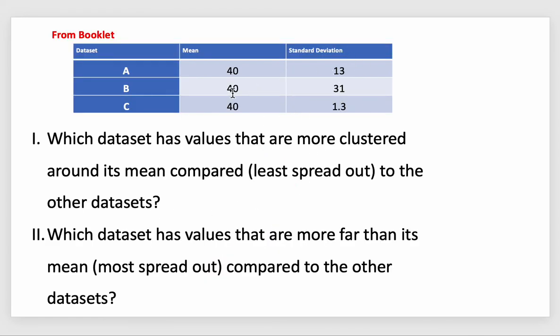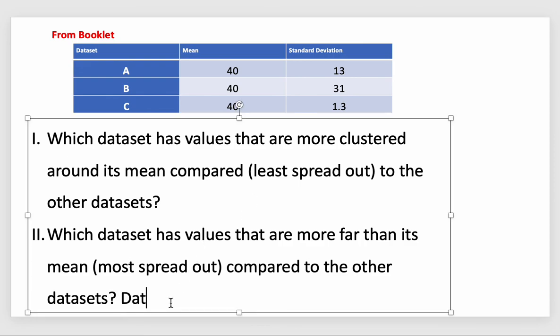Here is another kind of example. They give you a table instead of a graph. The mean is the same and the standard deviations are different, and they are asking you which one is the least spread and which one is the most spread. Again, we learned that the most spread means the larger standard deviation, which we can see is data set B. And which is the least spread? I can hear you saying, the one expected to have the smallest standard deviation, which is data set C. Excellent job.